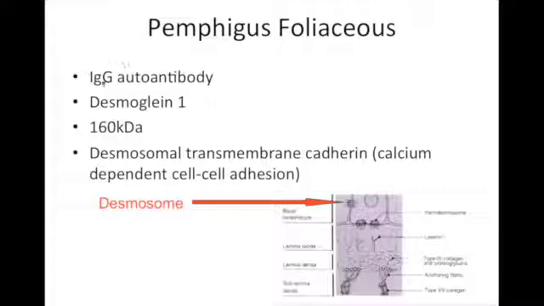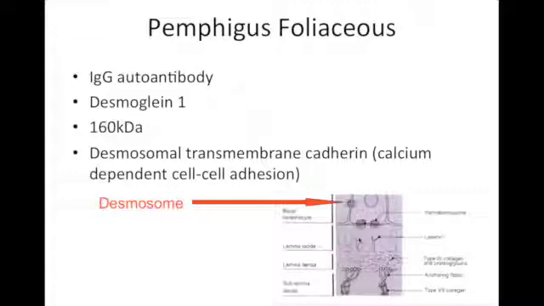The primary reactant is an IgG autoantibody, and it's targeted to desmoglein 1. This is a desmosomal antigen, which we'll talk about. It's 160 kilodaltons, and there's a huge desmoglein theory that I'm not going to get into here, but if you know it already, especially the second and third years, you know why this disease primarily affects skin and not mucosal areas. Again, it's a desmosomal transmembrane cadherin, which is a calcium dependent protein.